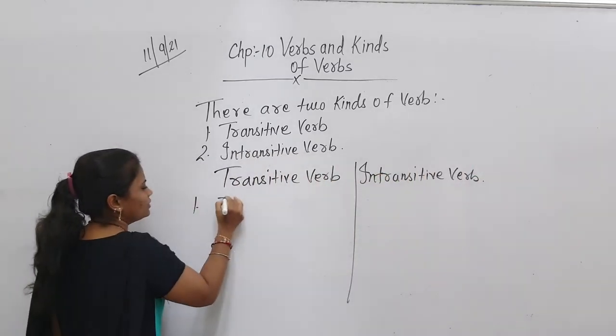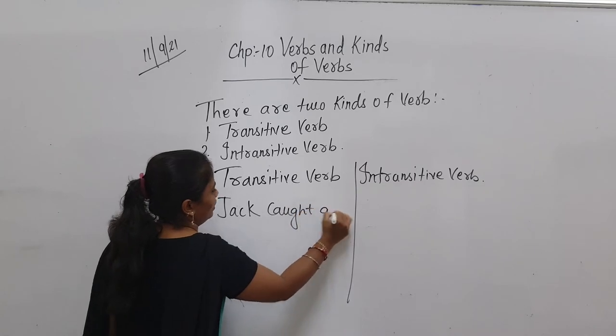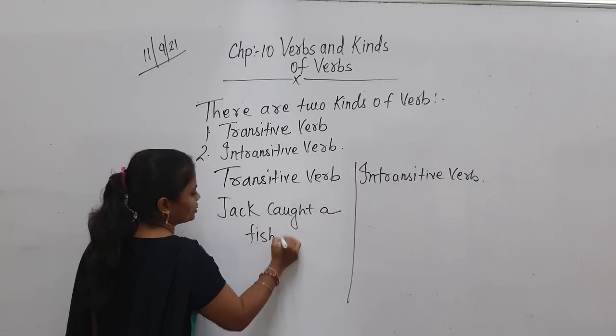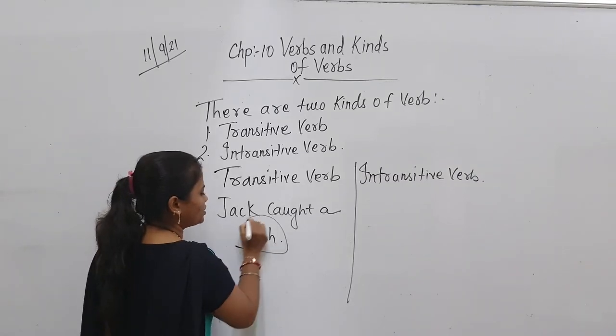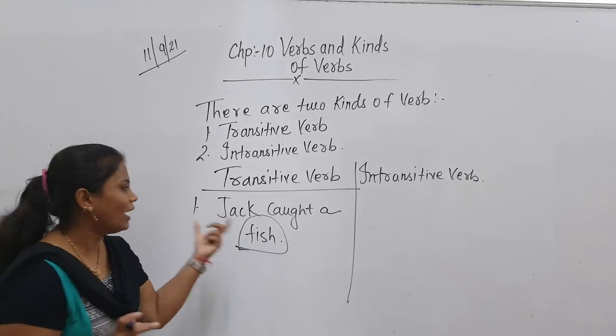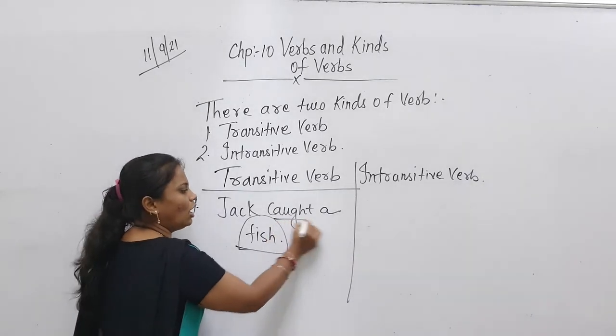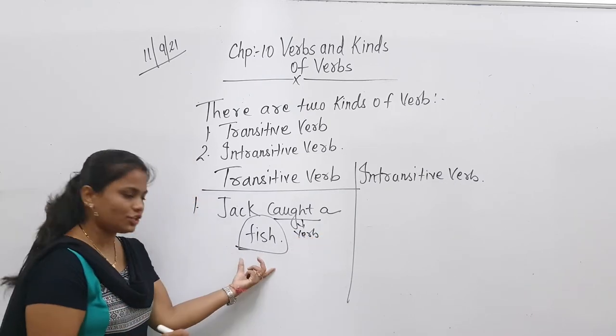So one, Jack caught a fish. What action is Jack doing? He caught a fish. Right. So it is a transitive verb, because fish is an object. Fish is an object. And what is a transitive verb? The teacher told that it is a verb which requires an object. So caught. Caught is the verb. Which required what? He caught fish.